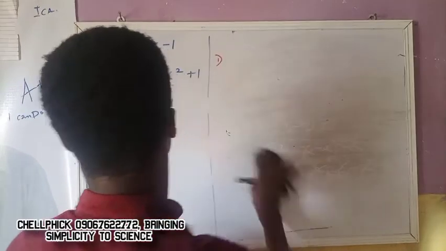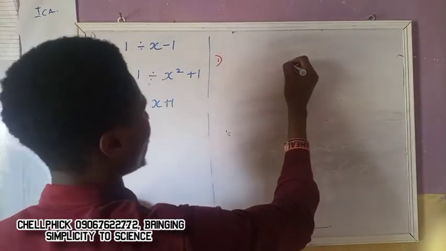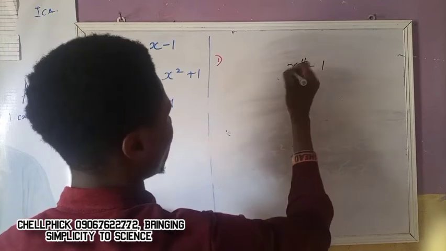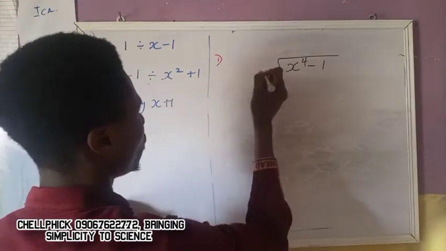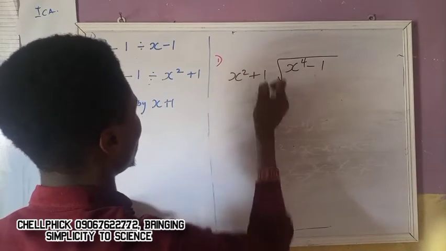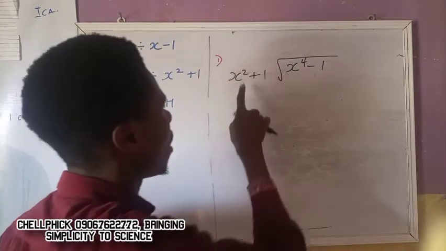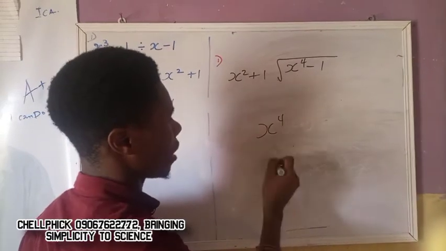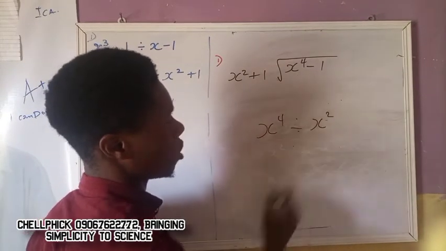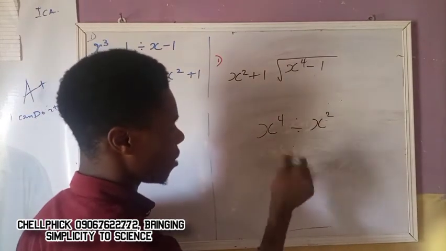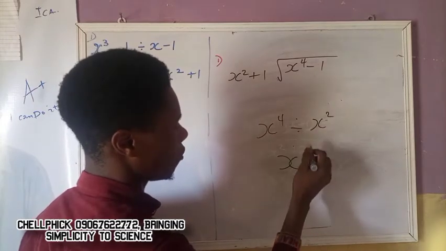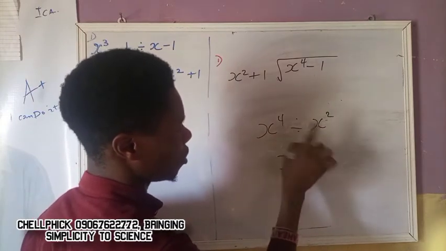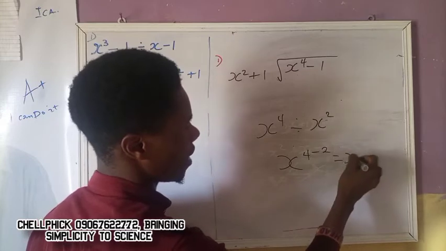So for number 2, without wasting time, we have x raised to power 4 minus 1. I will be doing much like the other time, so please follow me, still the same thing. How many x squared can you see in x to the 4? It is x squared, that is, x raised to power 4 divided by x raised to power 2. Using indices, you take x raised to power 4, the division turns to minus 2, and it will give you x raised to power 2.